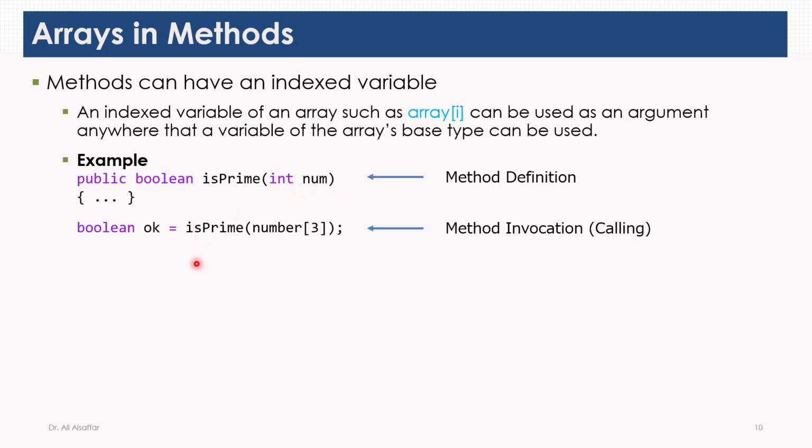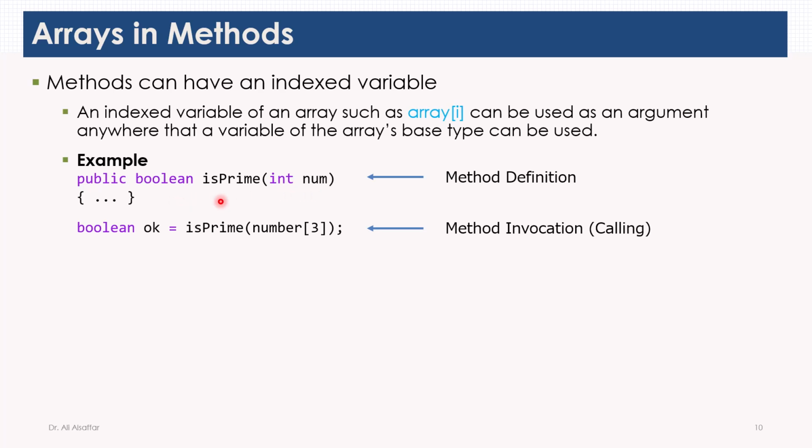Here is an example. Suppose we have a definition for a method that returns Boolean and the name is isPrime and the input parameter is an integer called num. So this is the method definition. And by the way, the definition for arguments is called formal parameters. So num is in fact a formal parameter.